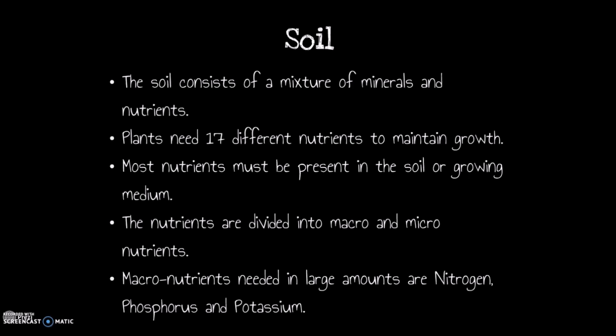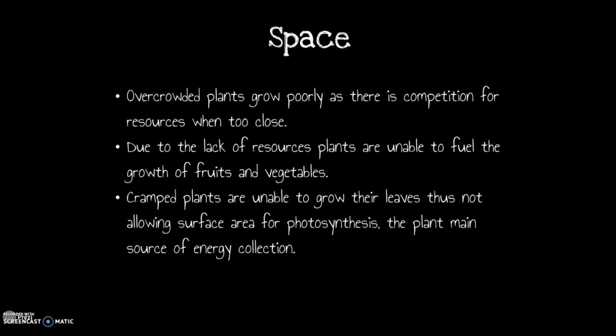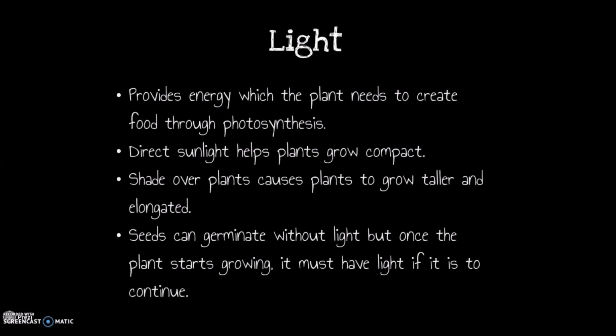Overcrowded plants grow poorly due to the lack of resources. This means that plants are unable to fuel the growth of fruits and leaves. With an inadequate leaf size, plants are unable to effectively go through the process of photosynthesis, which will leave plants with a lack of food. The process of photosynthesis requires light from the sun. The more sunlight a plant is exposed to, the more compact it will grow. If a plant has minimal sunlight, it will grow elongated as it searches for the light.